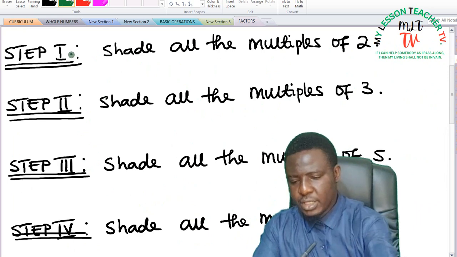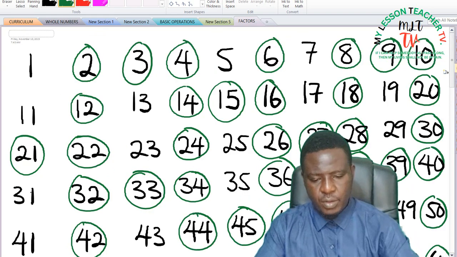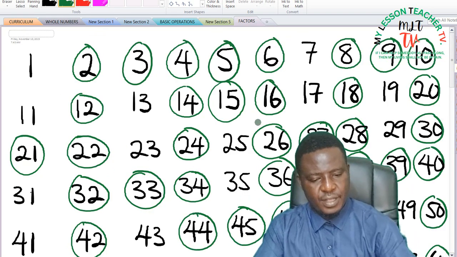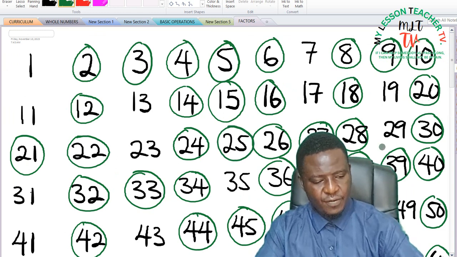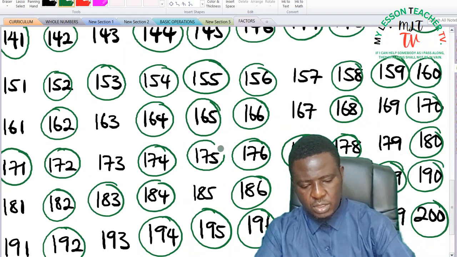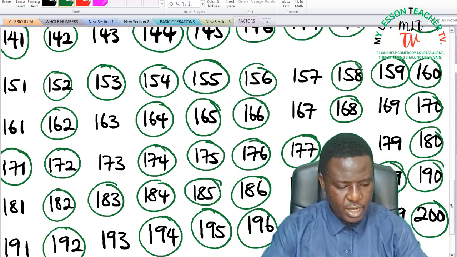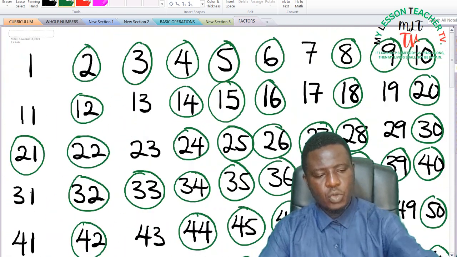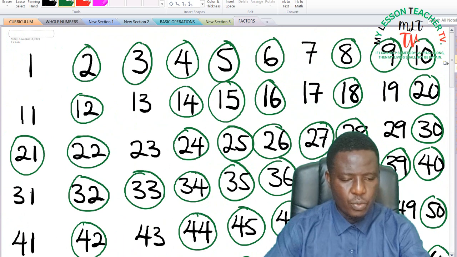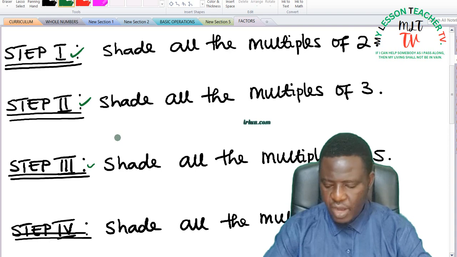Step 3, we have taken step 1, step 2, step 3. Shade all the multiples of 5. Multiples of 5, we have 5, 10, 15, 20, 25, 30, 35, and so on up to 165, 175, 185, and 195. All the multiples of 10 have already been shaded by shading multiples of 2. So we have taken the third step, which is to shade all the multiples of 5.